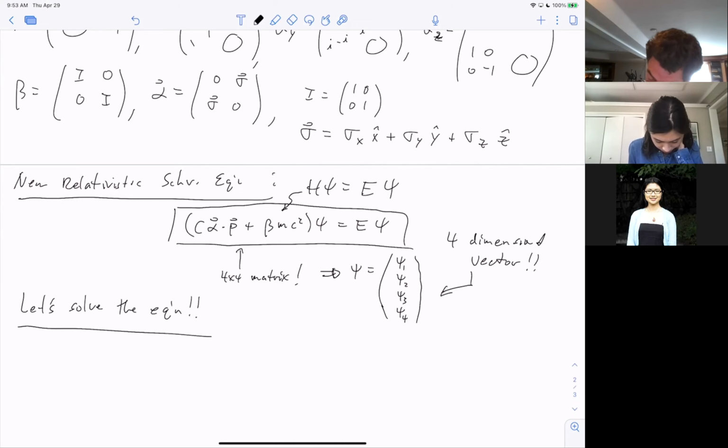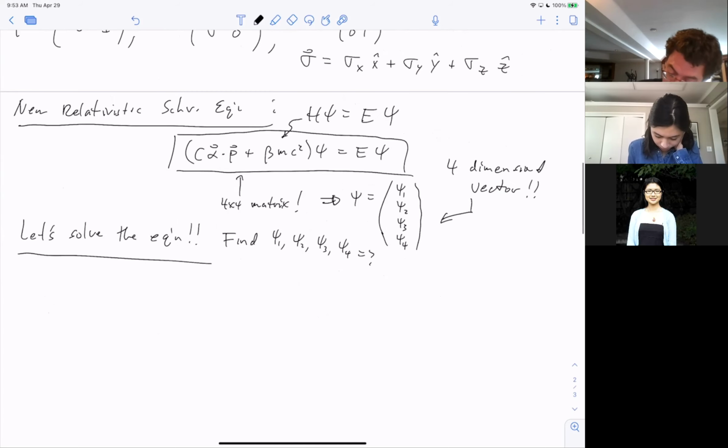But what does it mean to solve the equation? What it means is, let's find these components, psi1, psi2, psi3, psi4. Let's figure out what they equal, and maybe that'll help us out. So to do that, let's make an assumption. Let's assume that the solution has this form.